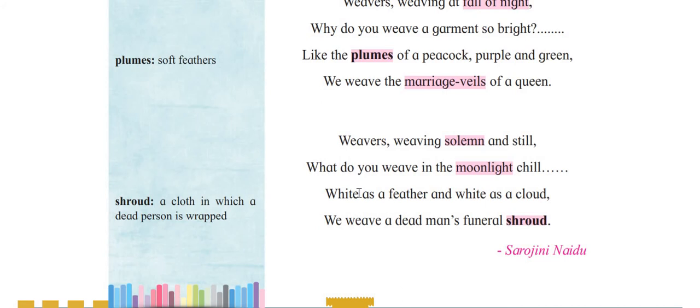White as a feather and white as a cloud. Now here both the words feather and cloud, they also are connected with this phase of life. Feather means that after life has gone from the person, the person's body has become very light, as a feather. There's no weight in the body. There's no soul in the body. And cloud means something that is high in the sky and which is near to God. So now the person is not with us, the person is away, the person is near to God. So this is also a meaning to this sentence. We weave a dead man's funeral shroud.